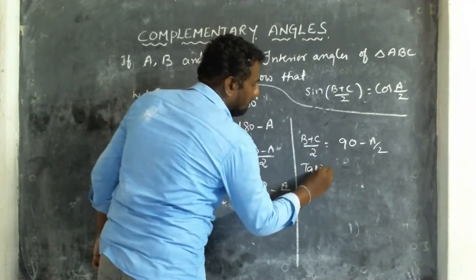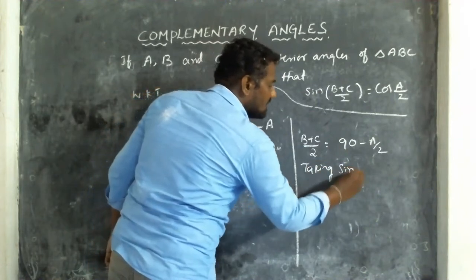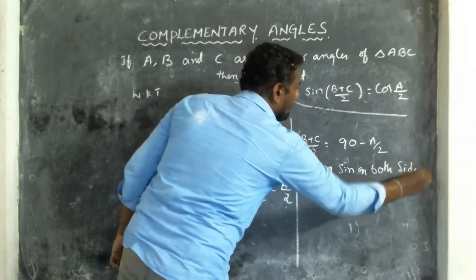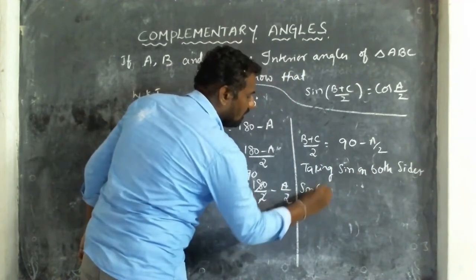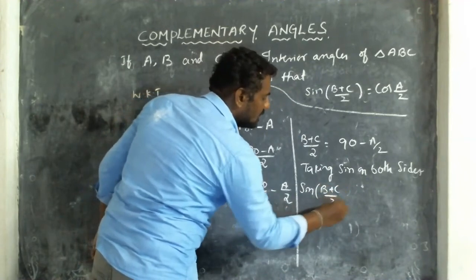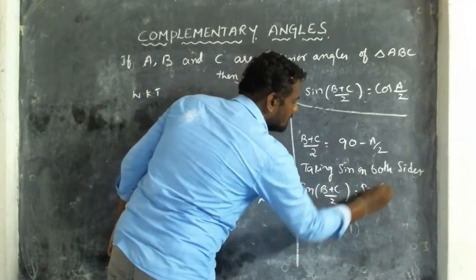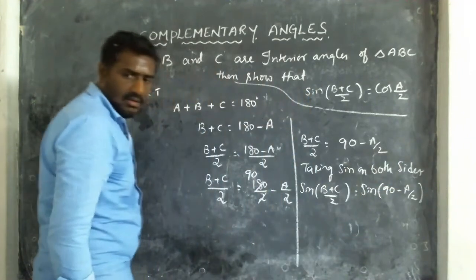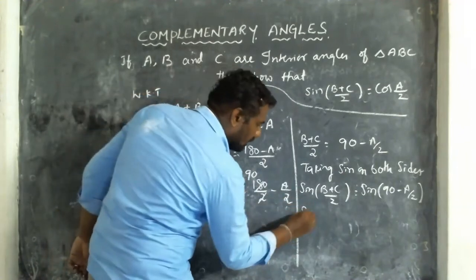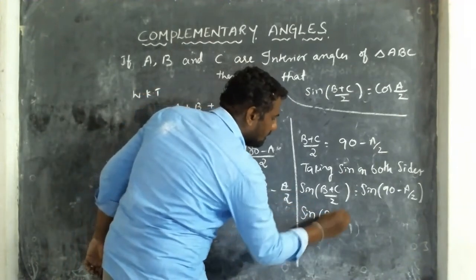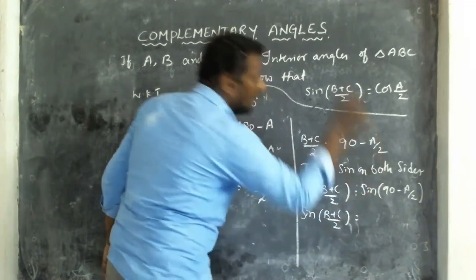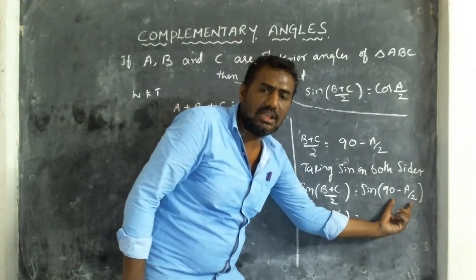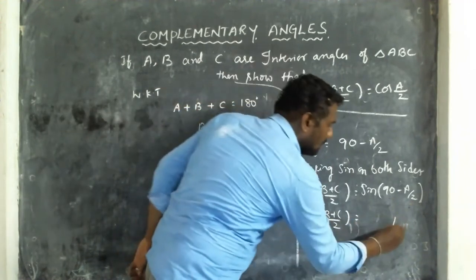Taking sine on both sides: sine of b plus c by 2 equal to sine of 90 minus a by 2. Both the sides we have to take. Left side you write as it is without any disturbance. Now we will go for applying the formula. I'll change the angle. 90 minus a by 2, complement is a by 2.